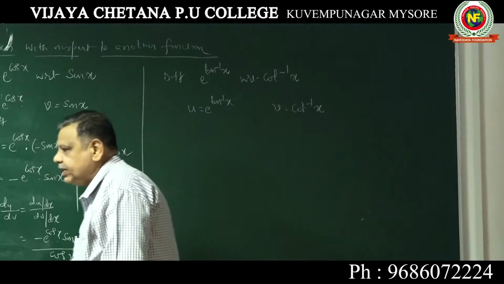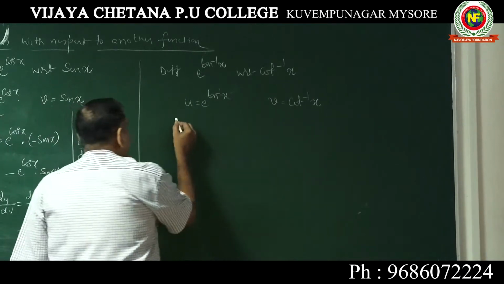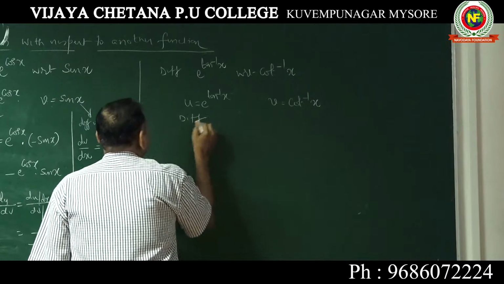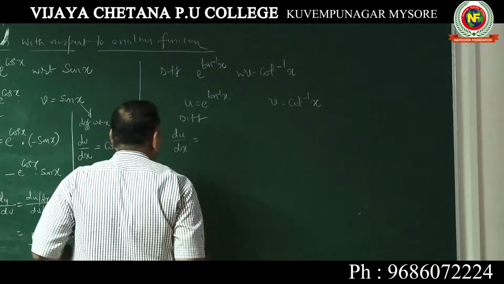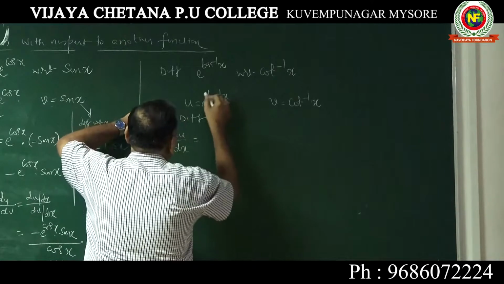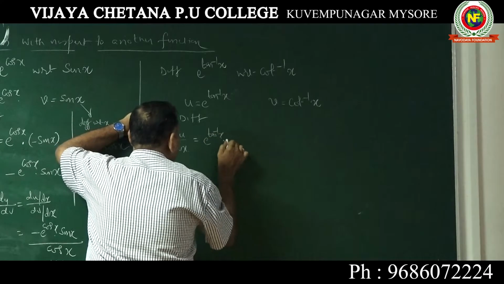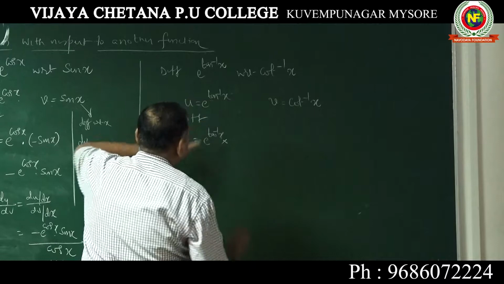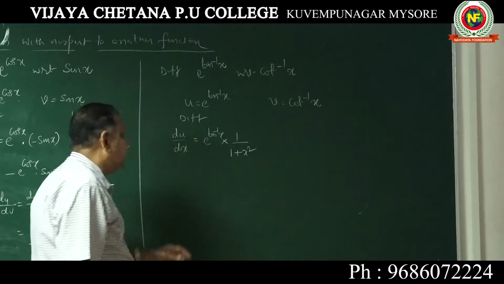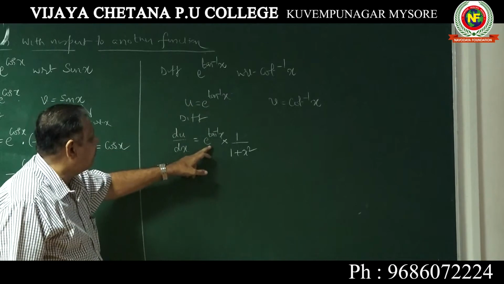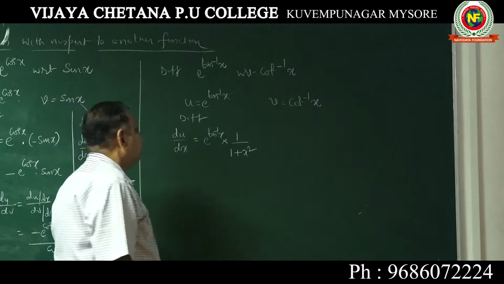Now differentiate the first one with respect to x. du by dx will be e to the power of tan inverse x into the differential coefficient of tan inverse x, which is 1 over 1 plus x square. Here we use the chain rule: e to the power of tan inverse x as it is, into 1 by 1 plus x square.